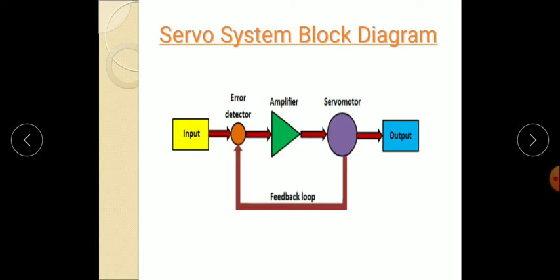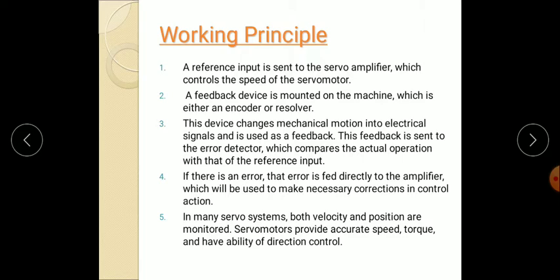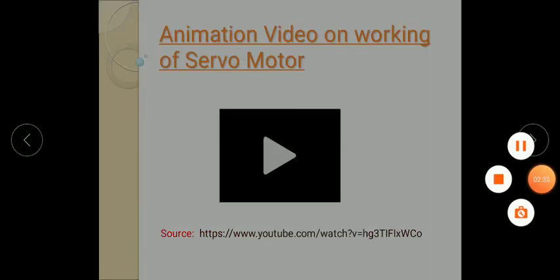The feedback is sent to the error detector which compares the actual operation with that of a reference input. If there is any error, the error is fed directly to the amplifier which is used to make necessary corrections in the control system. Then the corrected error is fed to the servo system for the required output. So this is the working principle. Next, let me show animation video on working of the servo.